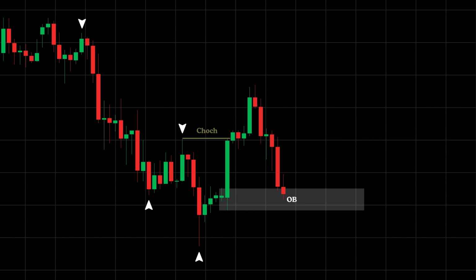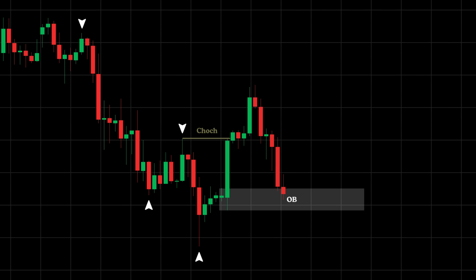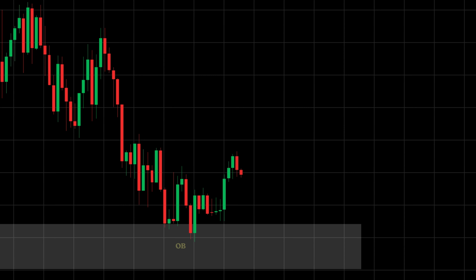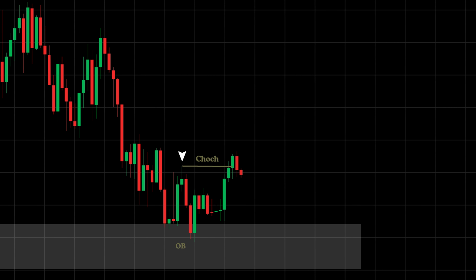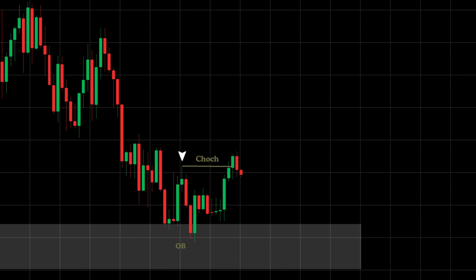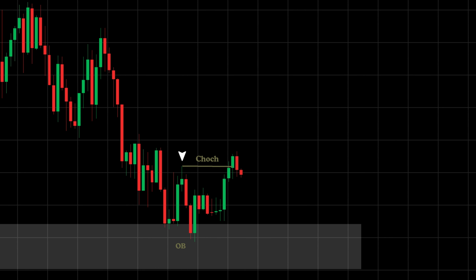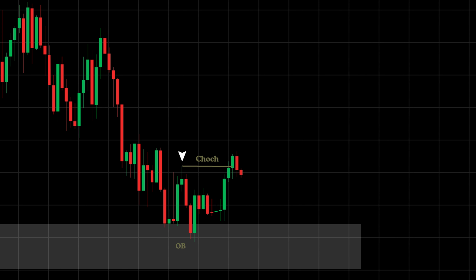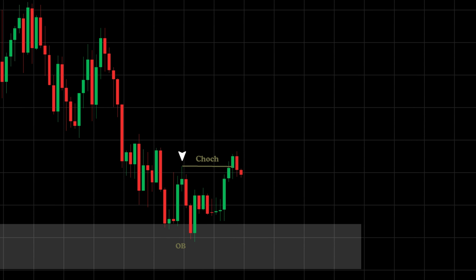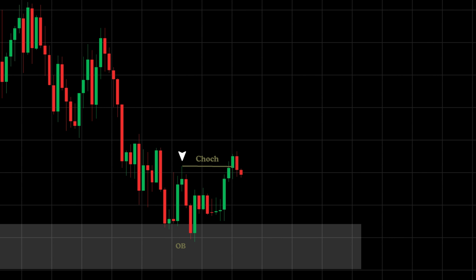Price has now tapped into this order block, so we switch to the 5-minute chart once more. On the 5-minute chart, the market has already shown a change of character, which is the reversal confirmation we were waiting for. This indicates the short-term downtrend is finished, and we can now look for long trades with confidence. The next step is to wait for price to create order blocks and then take long entries.